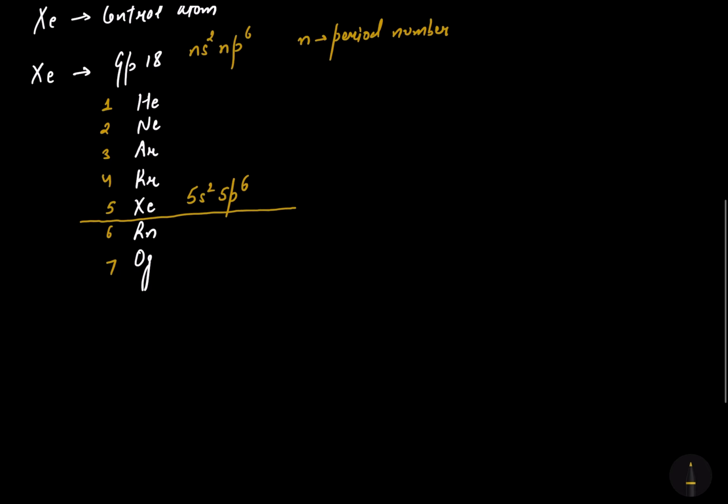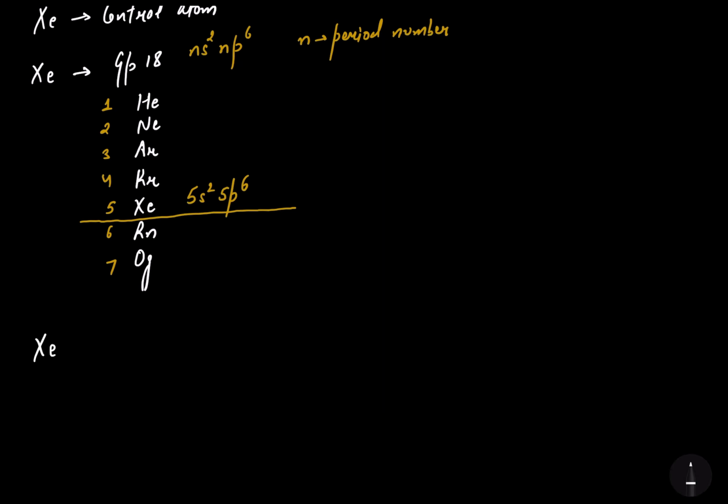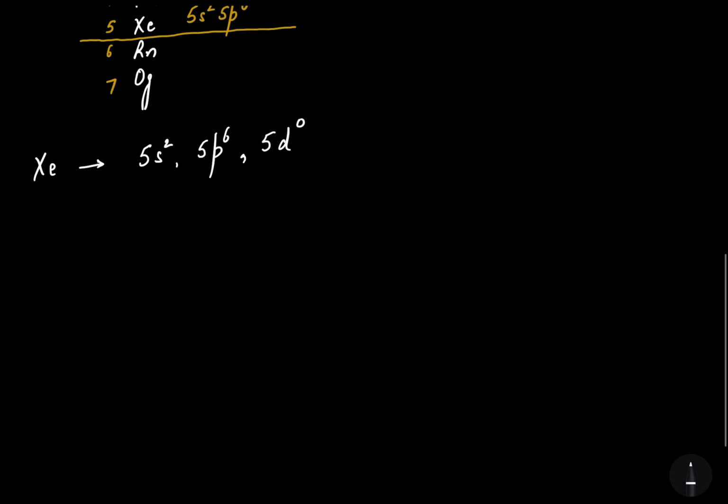Now, xenon, the electronic configuration is 5s2 5p6. Along with that, in the fifth shell, xenon is also having a 5d subshell with 0 electrons, that is, vacant d orbitals in the valence shell. Now let's make the orbital diagram for the electronic configuration.